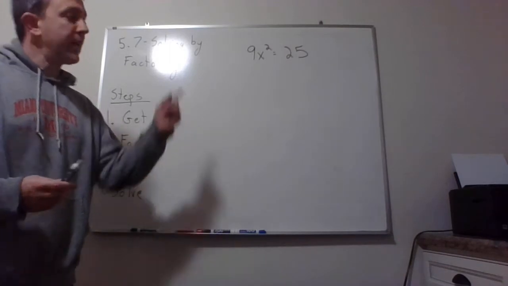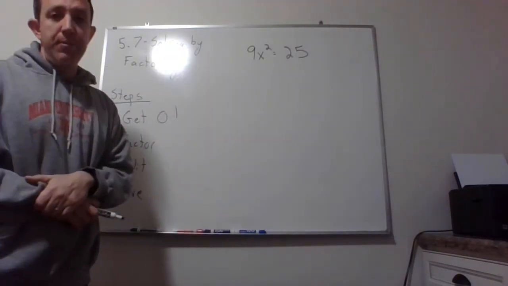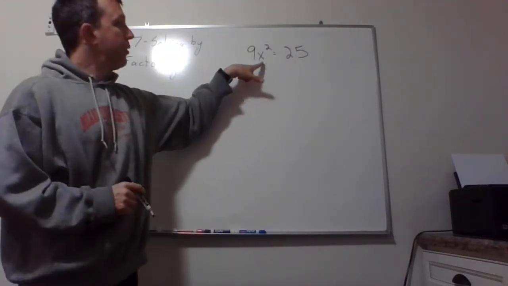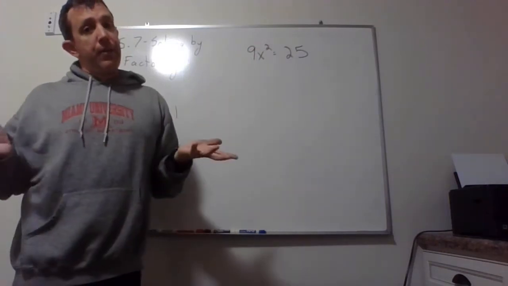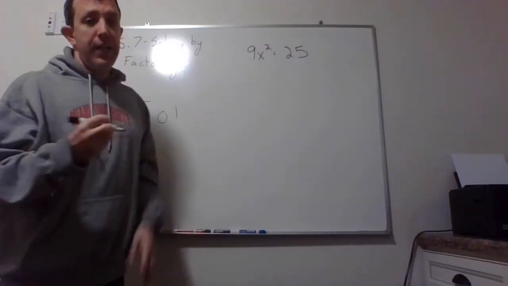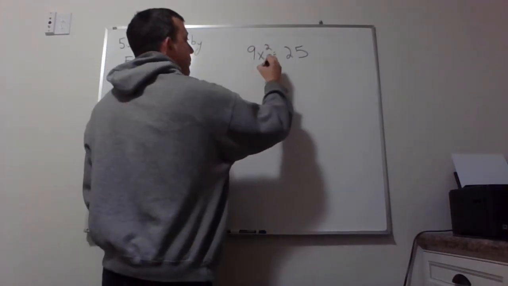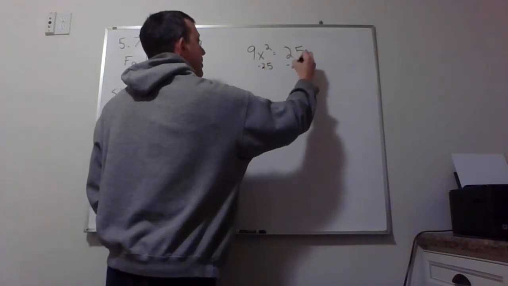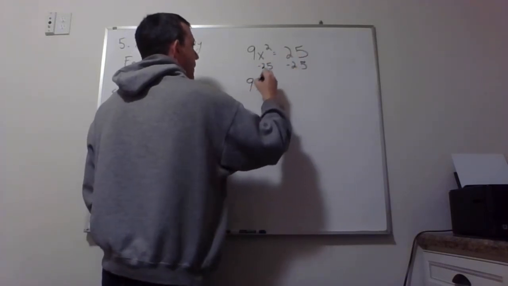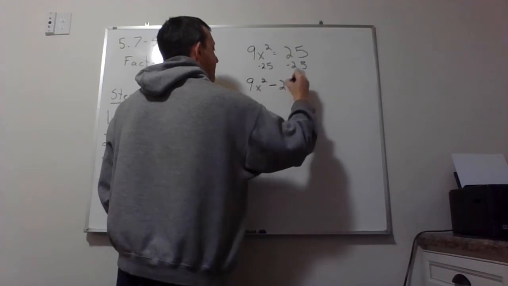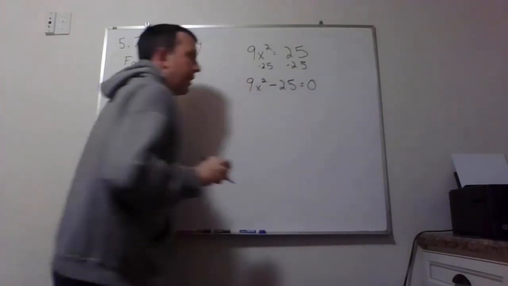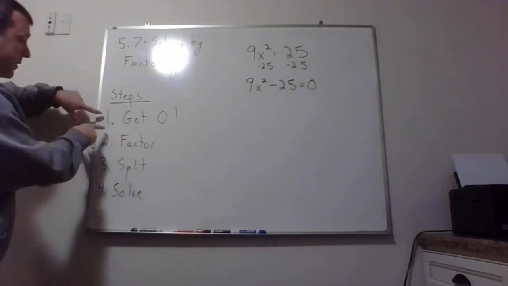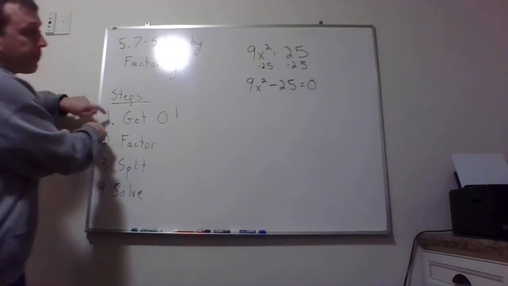Okay, for our second example, we have 9x squared is equal to 25. Now, what you hopefully notice is we don't have 0. So I want to have 0. I'm going to subtract 25 from both sides just so I can get one side emptied out. Now I have 0, right? That's our first step. Get 0.